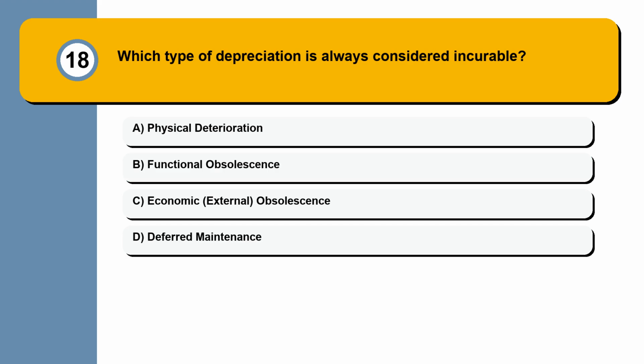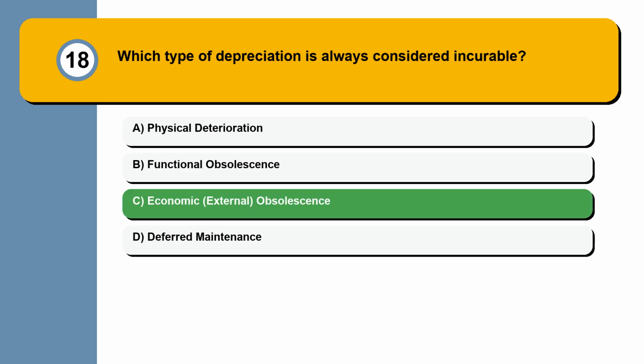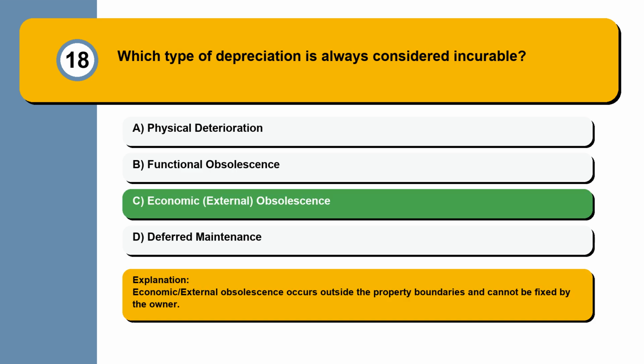Question 18. Which type of depreciation is always considered incurable? Physical deterioration, functional obsolescence, economic or external obsolescence, deferred maintenance. Economic or external obsolescence occurs outside the property boundaries and cannot be fixed by the owner.